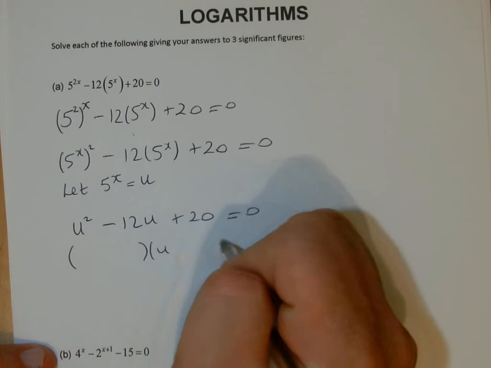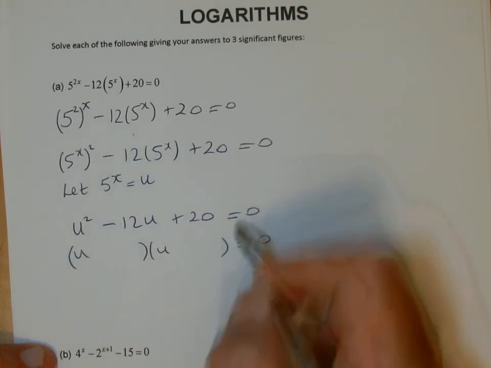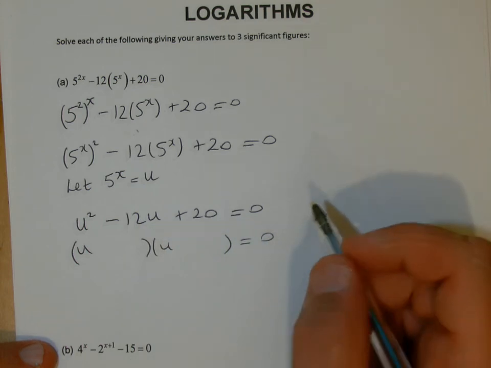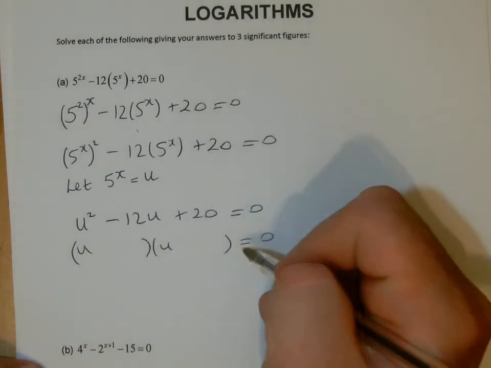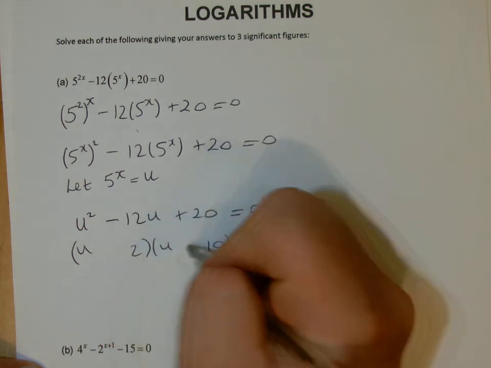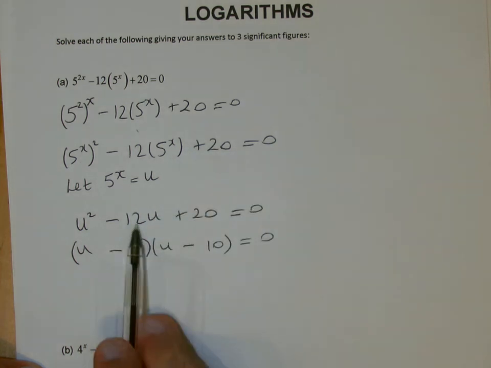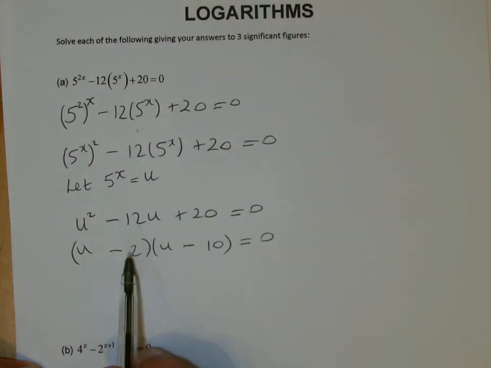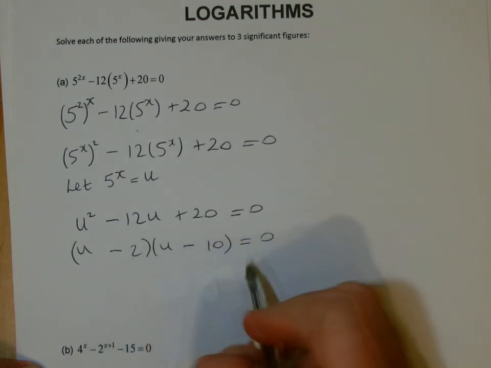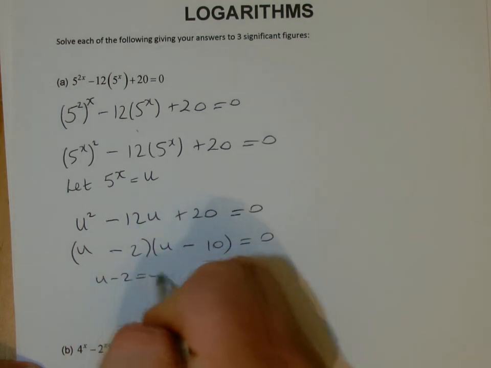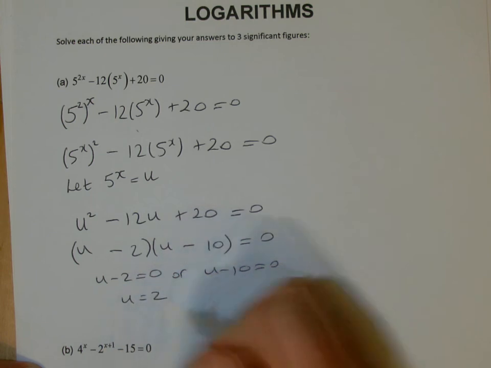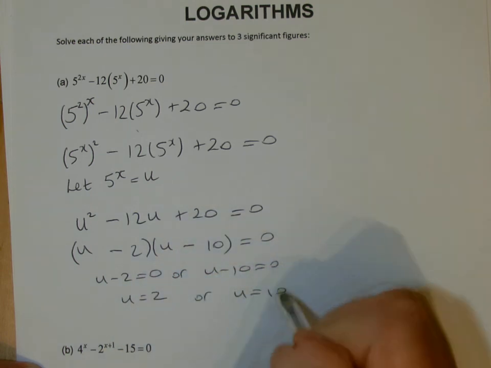So two brackets with u in both of them. We need two numbers that multiply to give 20 and add up to give minus 12. In this case, of course, you've got 10 and 2, both of them minus. So they'll add up to give minus 12u, and then times to give plus 20. So you've got two brackets equal to 0: the first one is equal to 0, or the second one is equal to 0. So you get u equals 2, or u equals 10, and we've solved the quadratic.